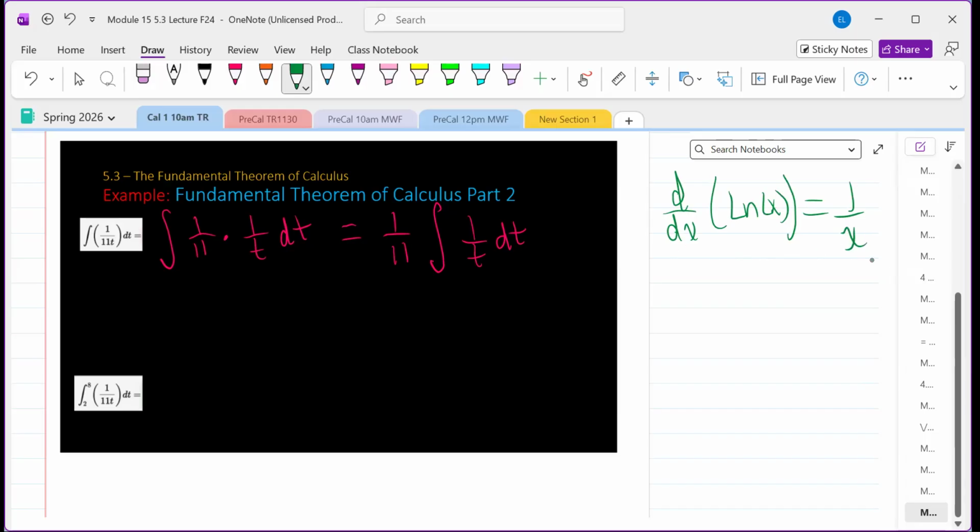So that's our rule we're remembering. So if I put my integral on both sides, the antiderivative of 1 over t dt is ln of t. And then I just keep that 1 over 11 in front. Now, because this was asking for the overall antiderivative formula, I also need that plus c.